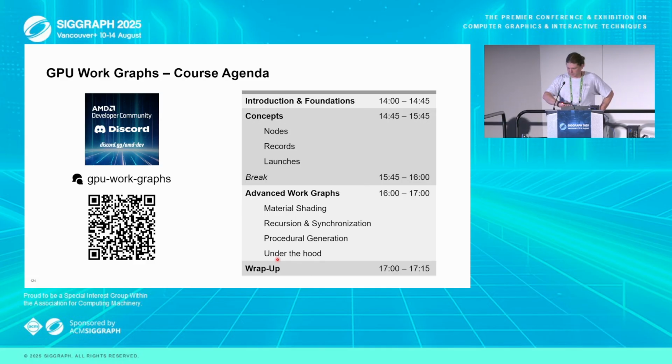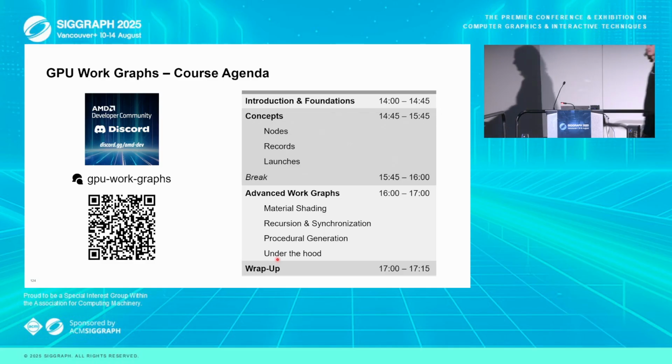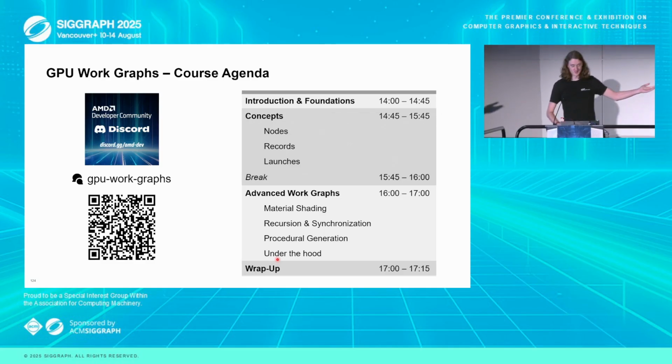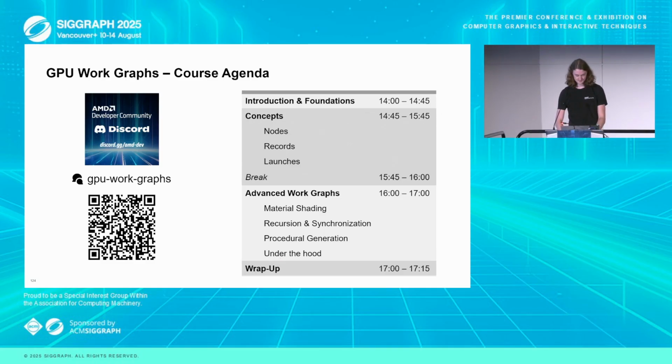So I'm getting a little bit ahead of time. That's great. So we've got more time for concepts, nodes, records, and launches. And I'm going to hand it over to Max for the next part, and I'll be walking around with Bastian to see if Work Graph Playground works for you. A round of applause for Kuhn. Let's thank him for the great introduction.